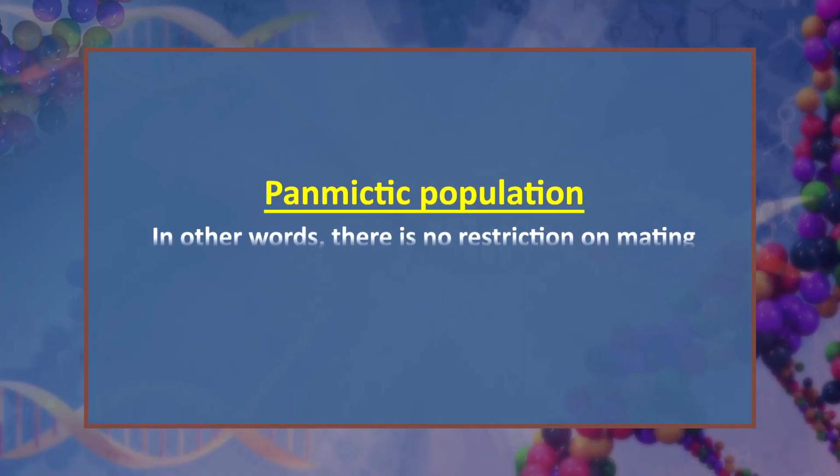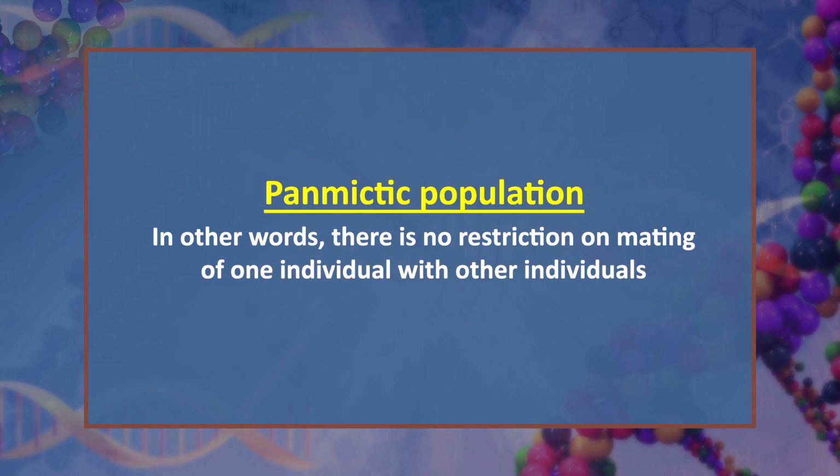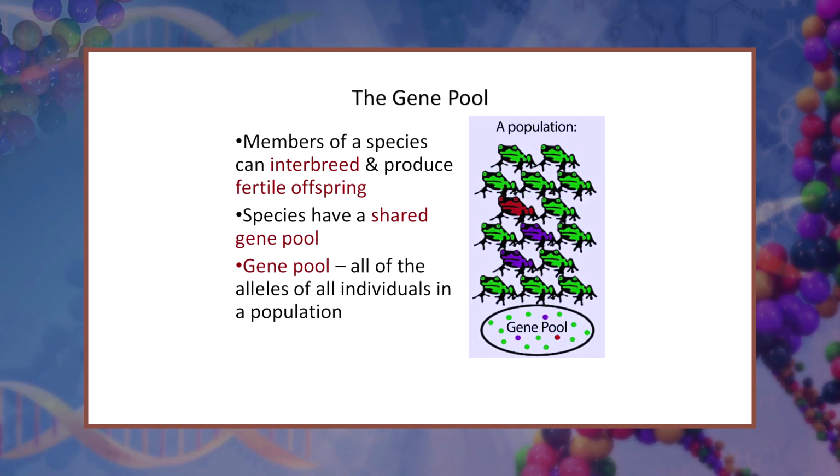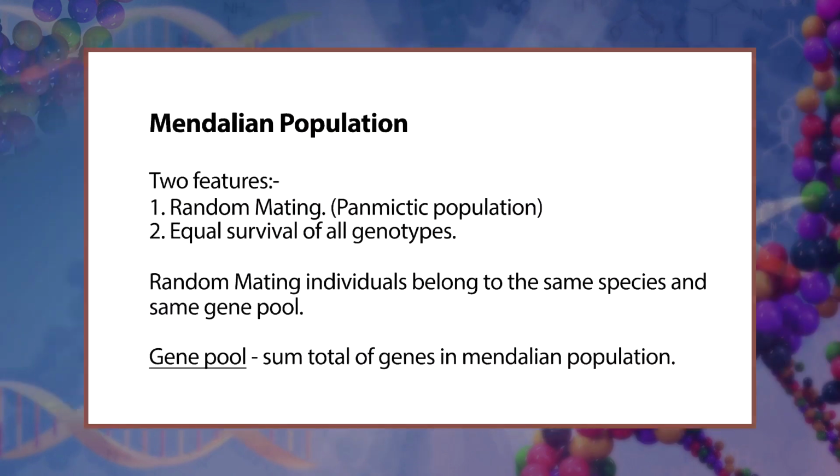In case of random mating, each individual of one sex has equal chance of mating with every individual of the opposite sex. In other words, there is no restriction on mating of one individual with other individuals. Such intermating populations are known as panmictic populations. In random mating, individuals belong to the same species and same gene pool. The gene pool refers to the sum total of all the genes in a Mendelian population.